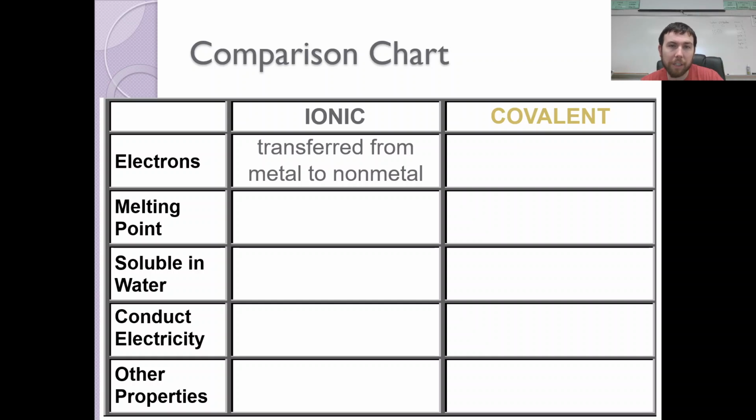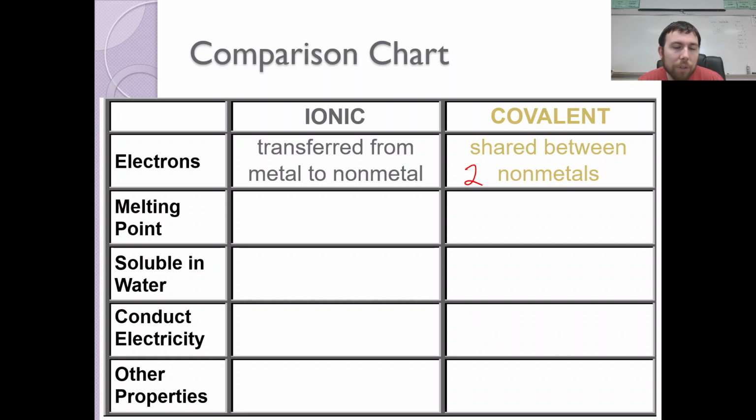This might be good to review and write down in your notes. These are the key pieces of information from some of the previous slides that you need to be able to remember. Now, if it's covalent, it means we're sharing electrons between two nonmetals, right? Shared between two nonmetals. I'm going to just put that there.